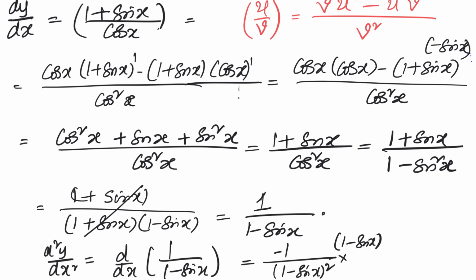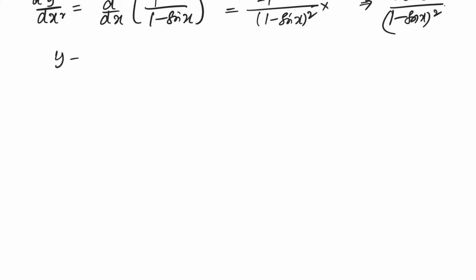Or what is the derivative of sin x? Cos x. So minus of minus cos x is cos x divided by (1 minus sin x) whole square. That is what we need to find out. Now the same problem can also be solved by just keeping them in secant x and tan x and changing them to sin in the last step. Let's also see how we can do that.